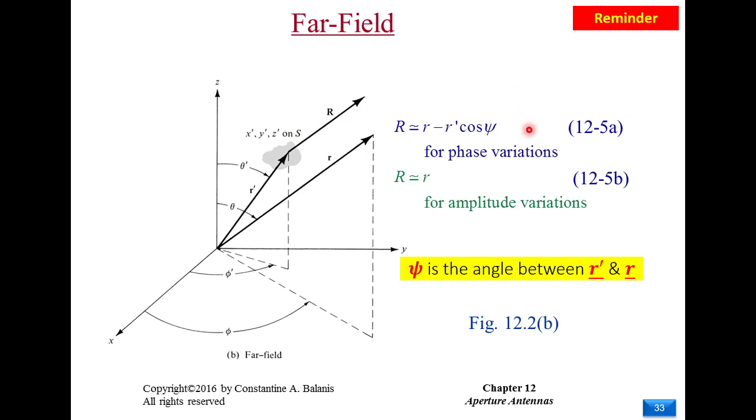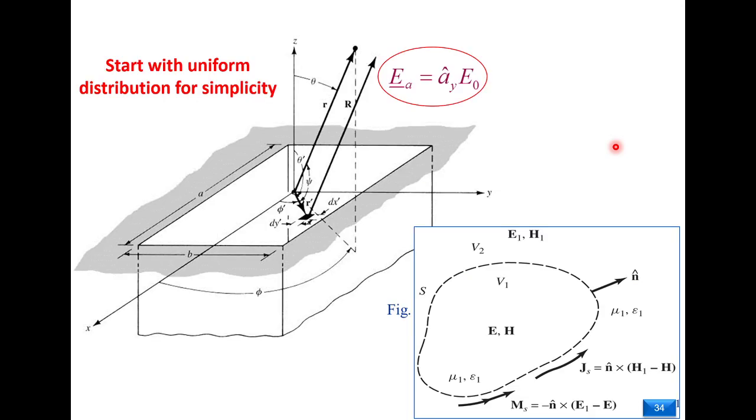And we have two other approximations. The approximation for the phase term, which is R capital equal R small minus R prime cosine psi. Psi is the angle between the position vector to the source and the position vector to observation. So it's the angle between R and R prime. This is psi. And for the amplitude term, we have R capital approximately equal R small. So this is very common, and we used it before for wire antenna, and we're going to use it here as well.